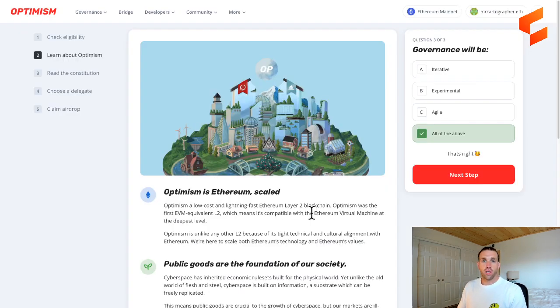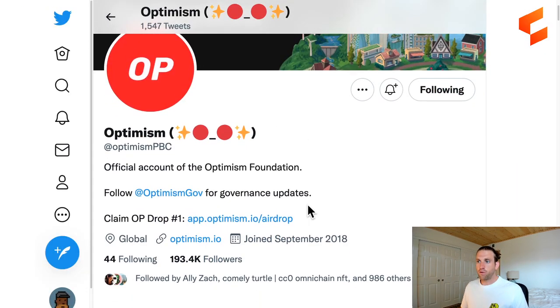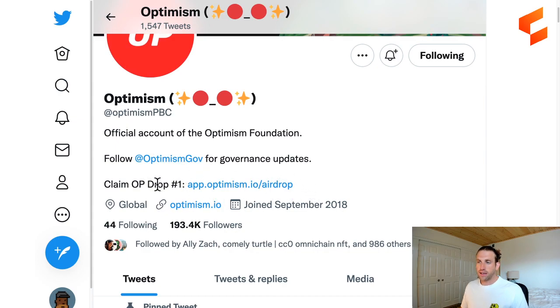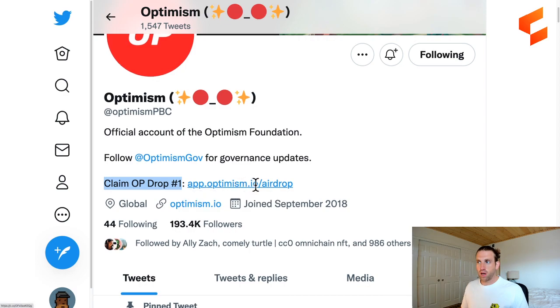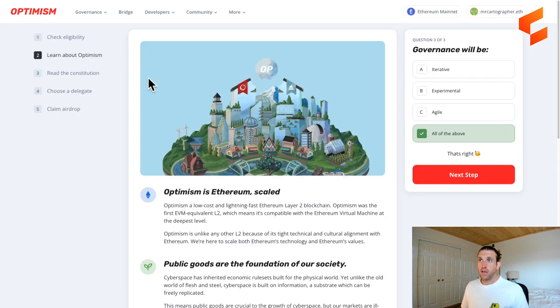Moving on to how to claim. If we go from Twitter, they do have a link to claim the OP airdrop number 1, app.optimism.io/airdrop. If you go there, you will be able to check your eligibility. I won't click that because then you'll see how many tokens I received.